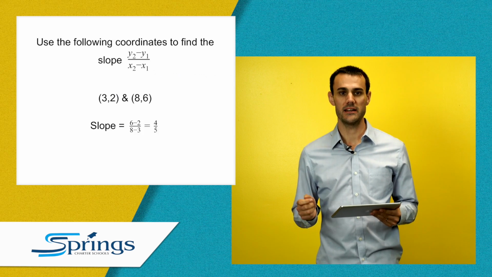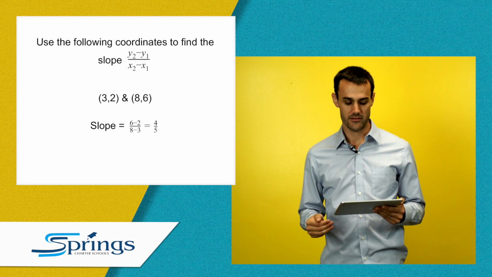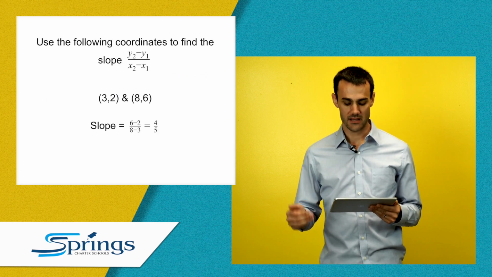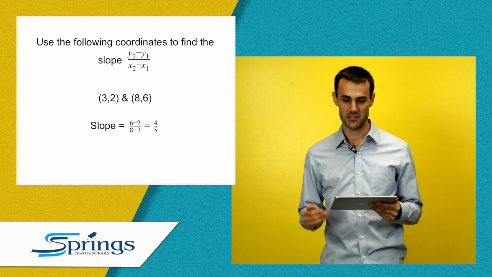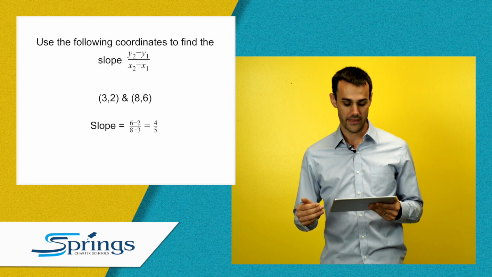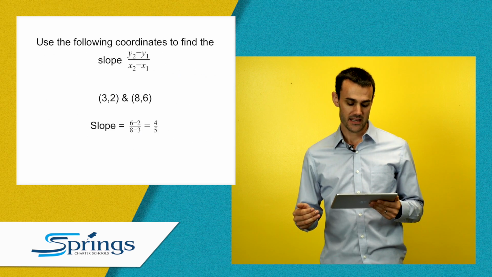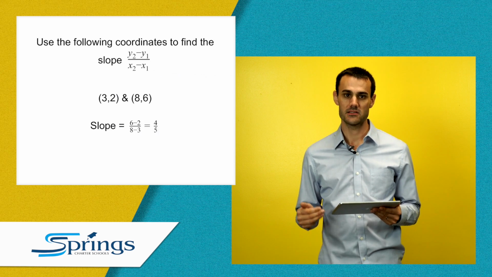So we're going to go ahead and insert those numbers into the formula. You can see below here that I've written 6 minus 2. Those are the y values. The second y value is the 6. The first y value comes from the first set of coordinates, which in this case is 2. And then on the denominator we put the x values. The second x value is 8, and the first x value is 3, so we have 8 minus 3.